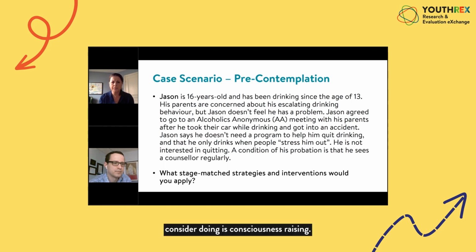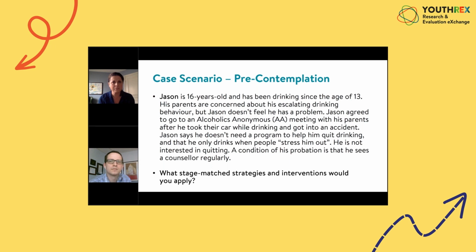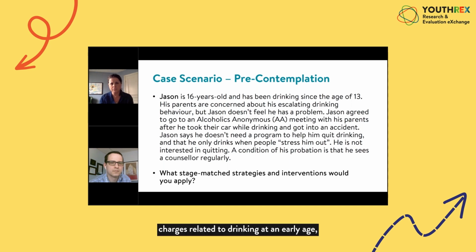Another thing that I would consider doing is consciousness raising, as Vivian defined earlier. One of the things I noticed from this scenario is that at 16, Jason had started to drive. And I remember being 16. I wasn't allowed to drive at 16, but I really, really wanted to. So clearly this is something that's important to him. But we all know that drinking and driving don't mix, not only morally, but legally as well. And if he starts getting charges related to drinking at an early age, it will severely limit his ability to drive in the future.